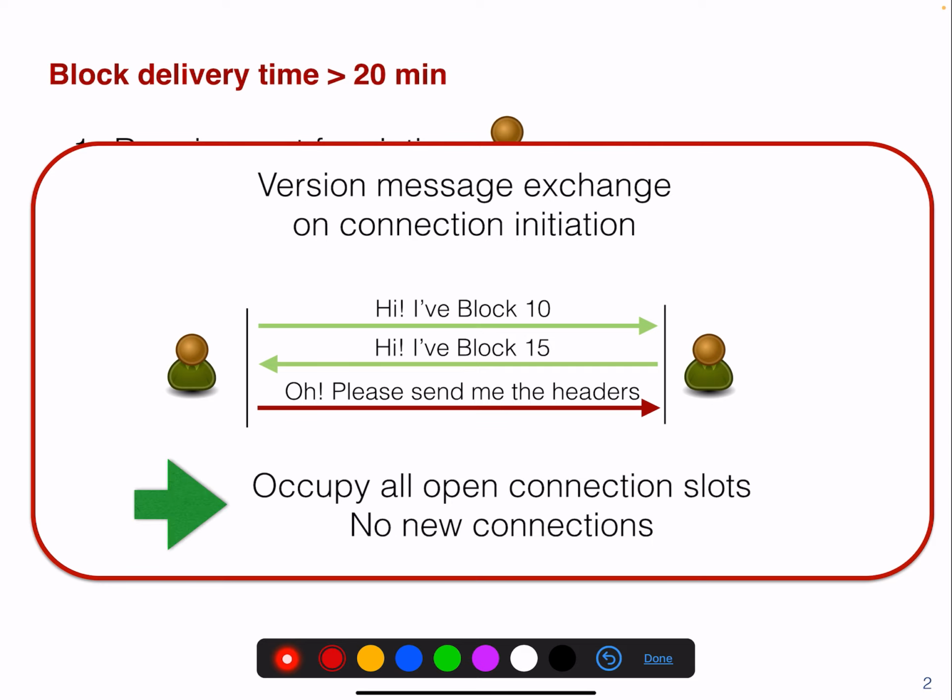To do that, we can occupy all open connection slots of the victim. If we occupy everything where people can connect to the victim, then there are no new connections and no version message exchange with the victim either, which means the victim won't be aware that it's actually behind.